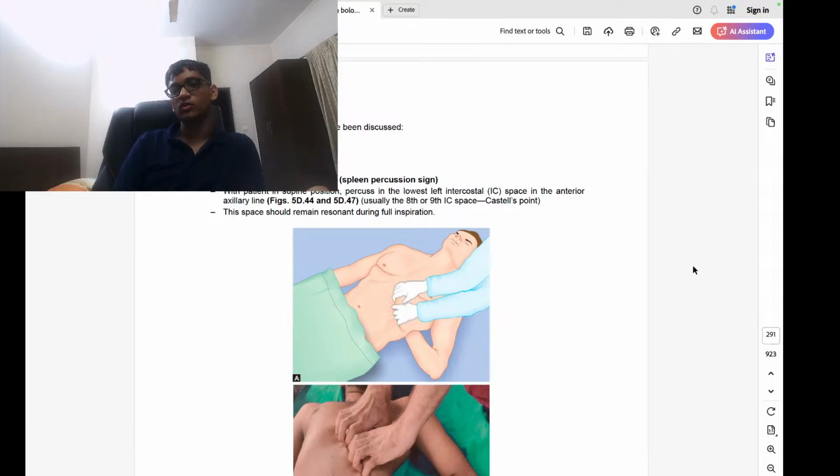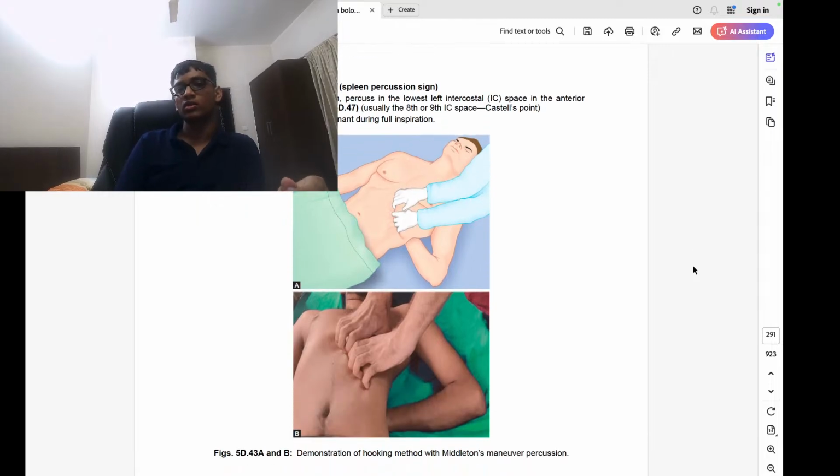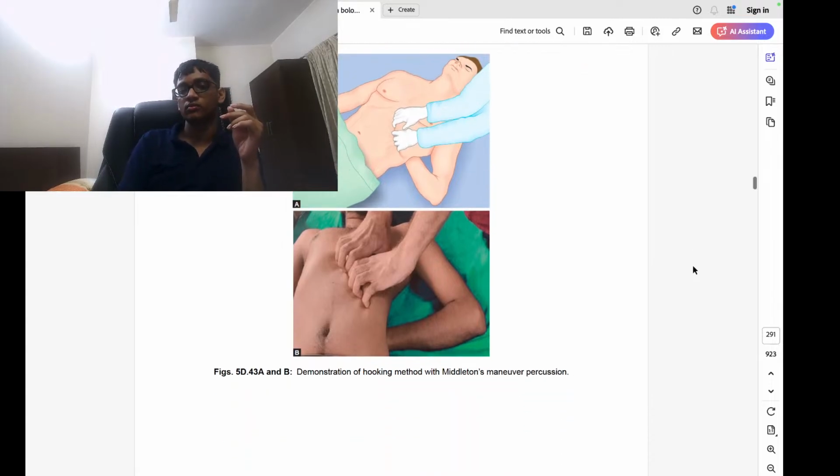Then methods of percussion have been discussed. You have Castell's method, Traube's space percussion, and Nixon's method of percussion. In Castell's method, with the patient in supine position, percuss the lower left intercostal space in the anterior axillary line. Usually the 8th or 9th intercostal space is the Castell point. This space should remain resonant during full inspiration.